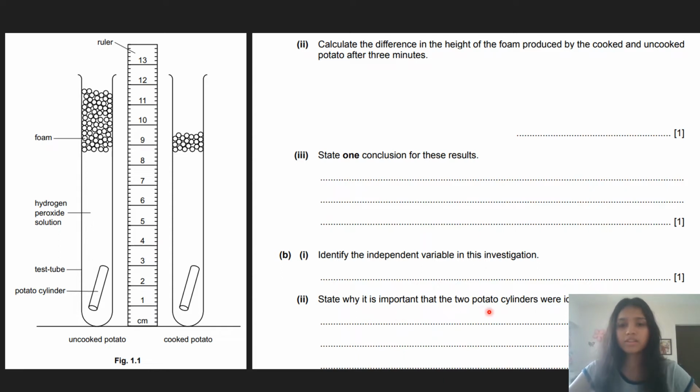State why it is important that the two potatoes are of the same surface area and same size. I don't remember the last part of the question. Were of the same size. It is to ensure that they have the same surface area. Why? Because enzyme activity, rate of reaction, they're dependent on surface area. So you have to ensure that the cooked and uncooked potato have the same surface area to ensure that the test is fair. Okay. So that's why the same size of potato cylinders is to ensure same surface area.